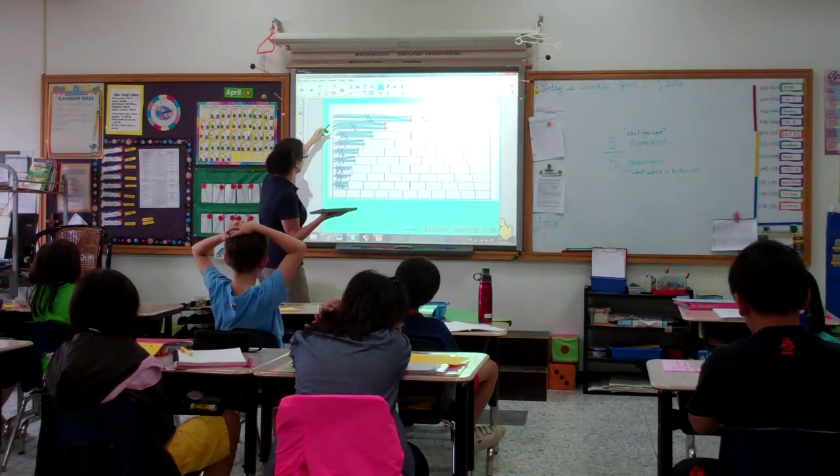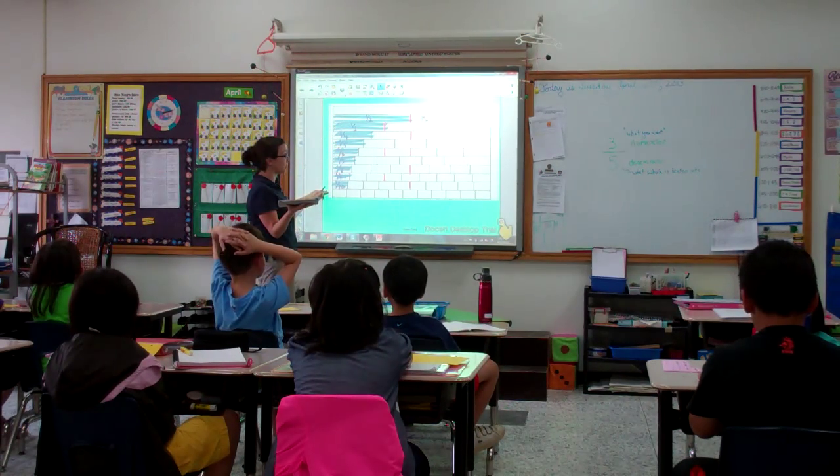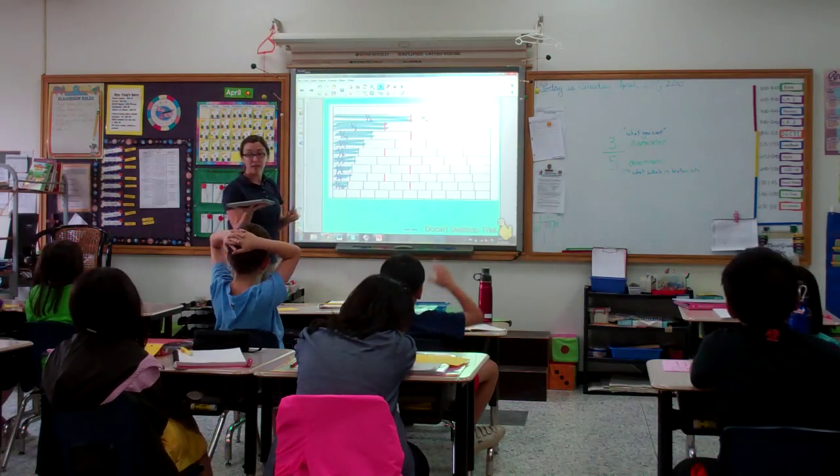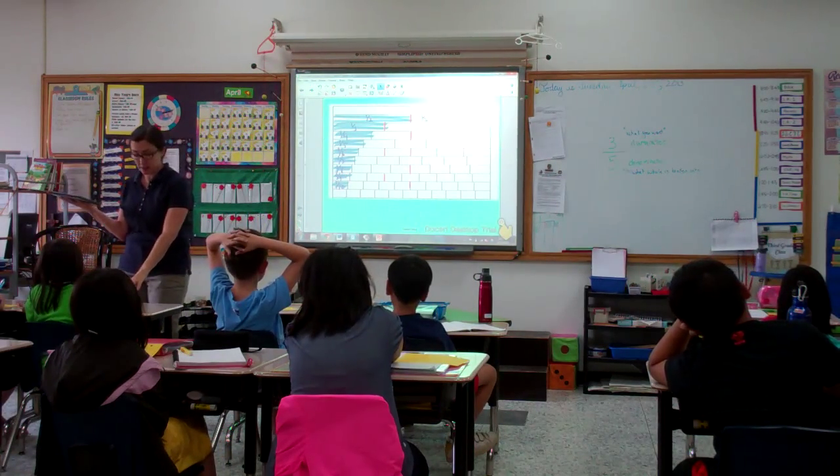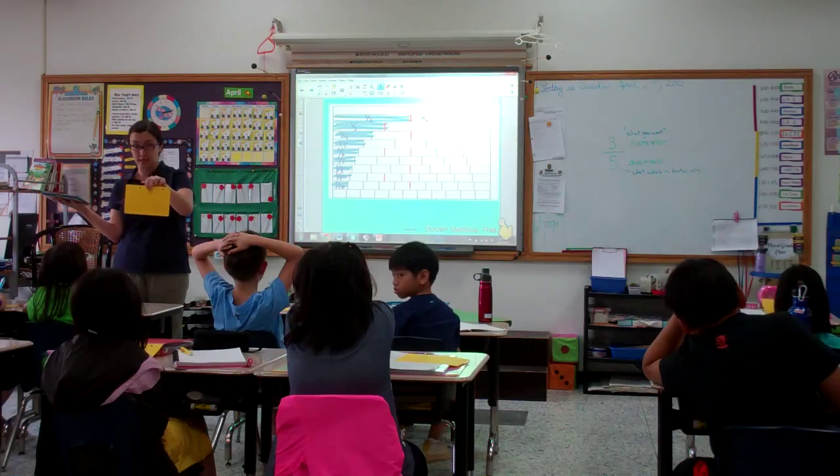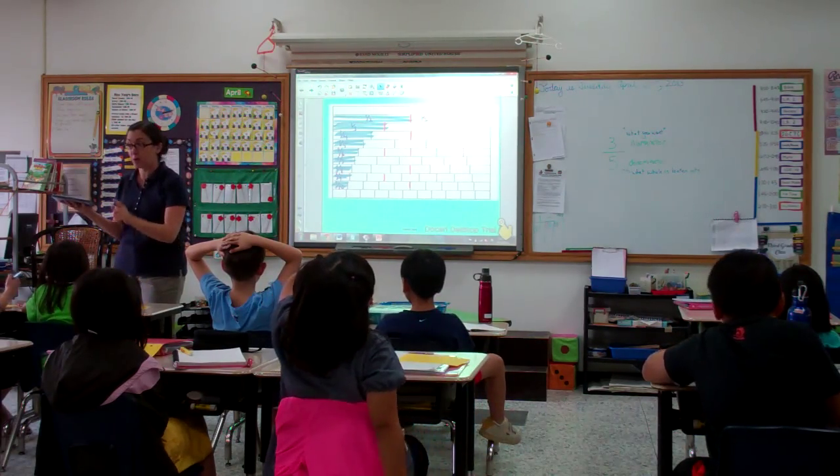The fractions are always getting smaller. Yep, as you go here because you have more pieces to fill in a whole. These are called fraction strips. And this is something I want you guys to keep. And when you work on your homework tonight, I want you to use that.